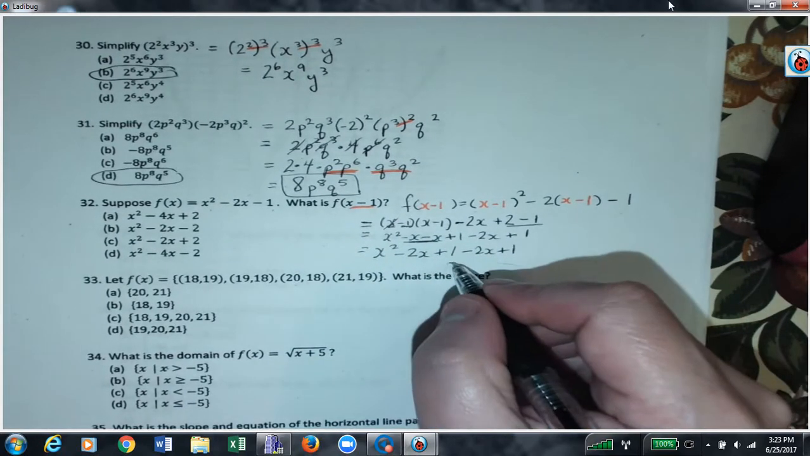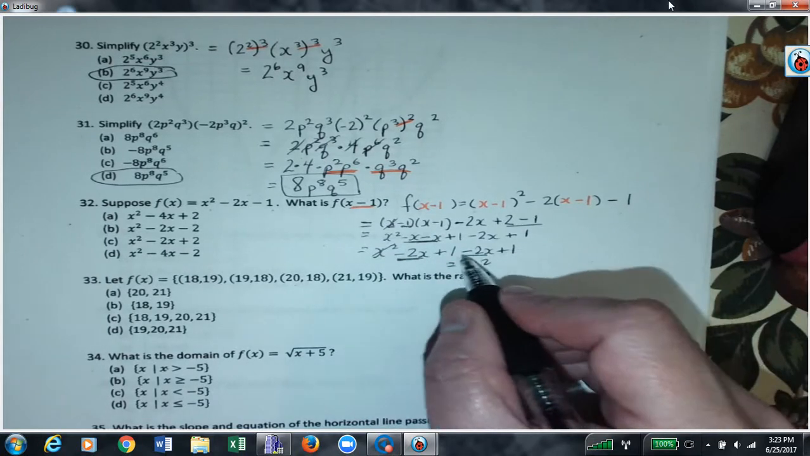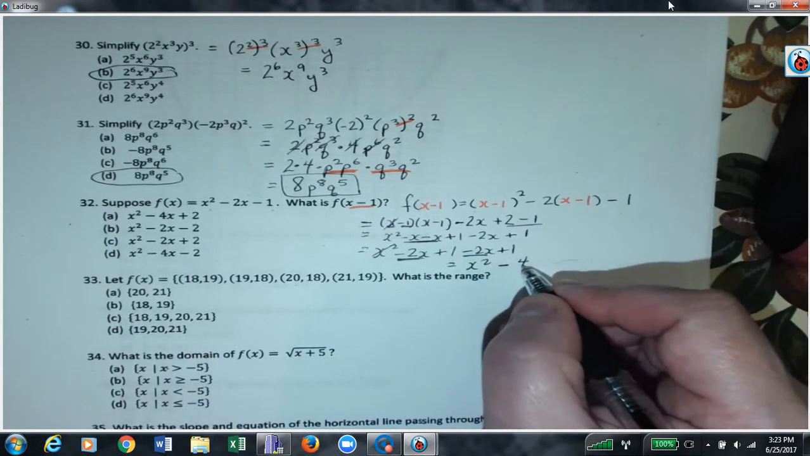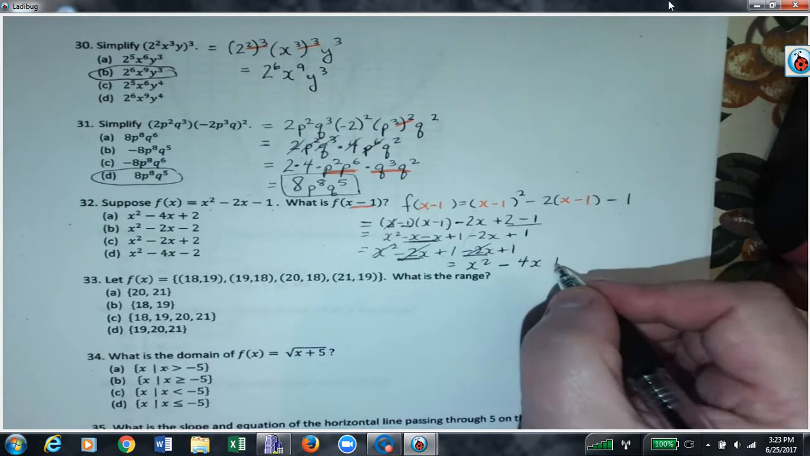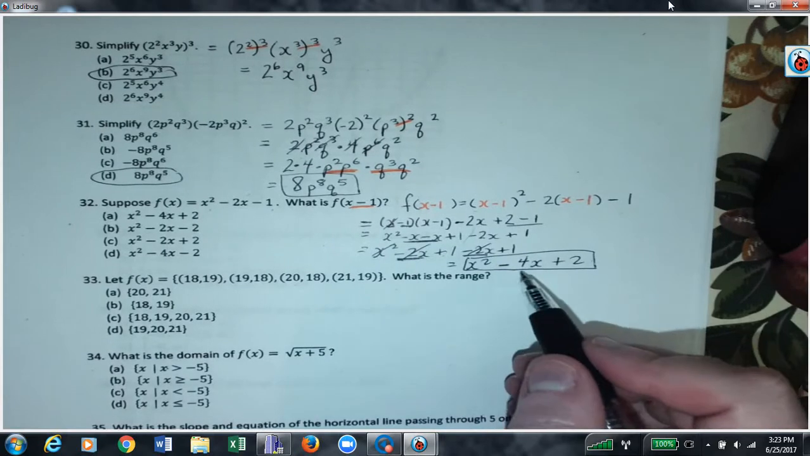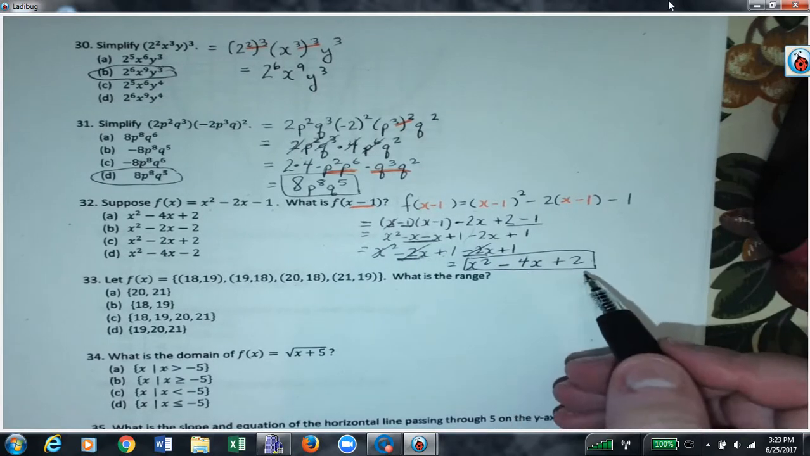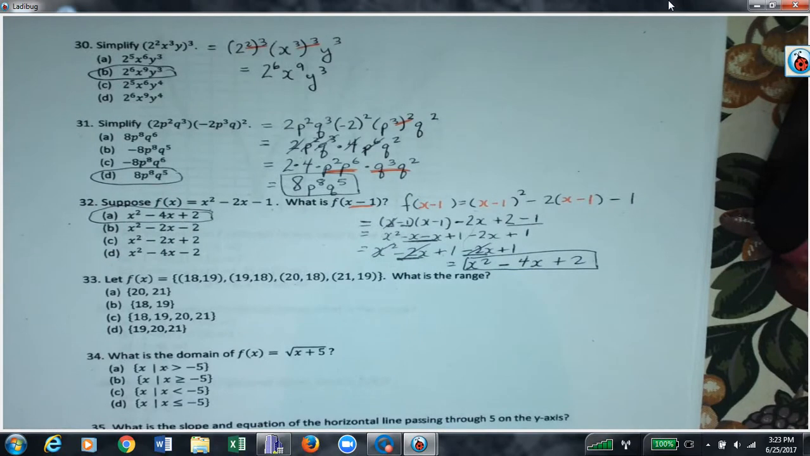Now I should be able to put everything together. I have x squared. Then I have a minus 2x and a minus 2x. So that's minus 4x. Then I have plus 1 plus 1. And that's going to be my answer. So x squared minus 4x plus 2. The answer to number 32 is A.